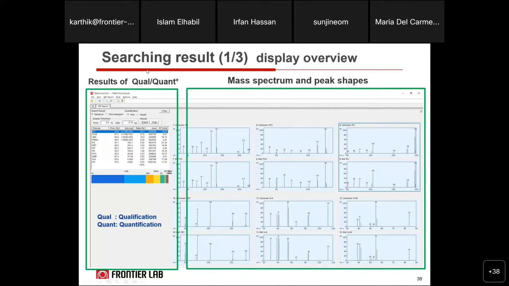Okay. So for each one, you can always compare the mass spectrum and also the extracted ion chromatogram. Based on that, you can always qualify the data before you report it.